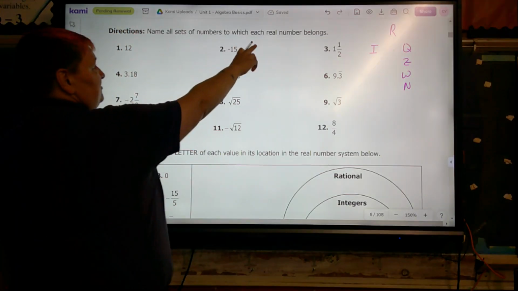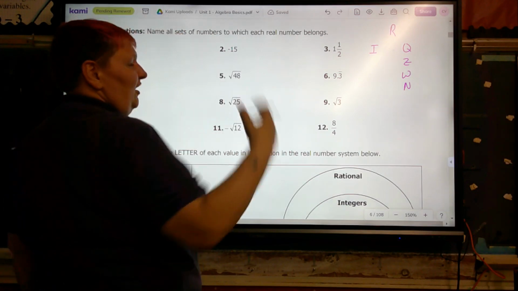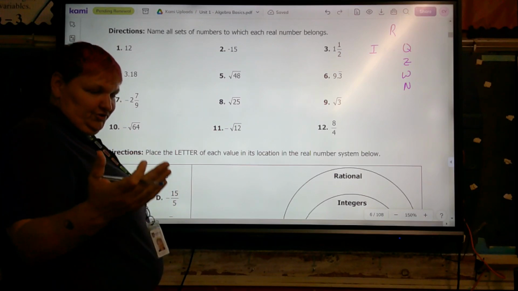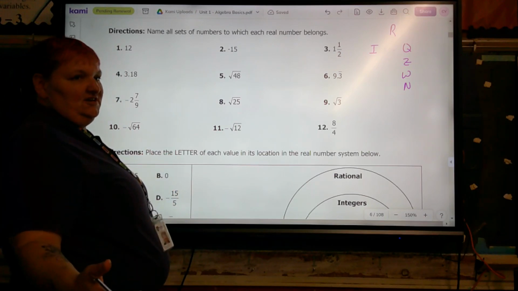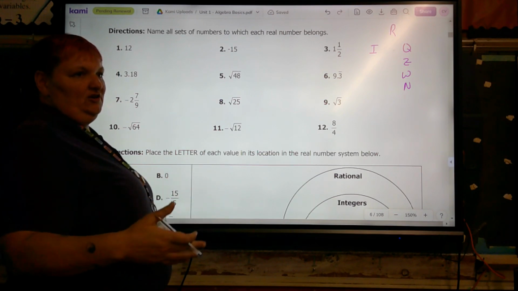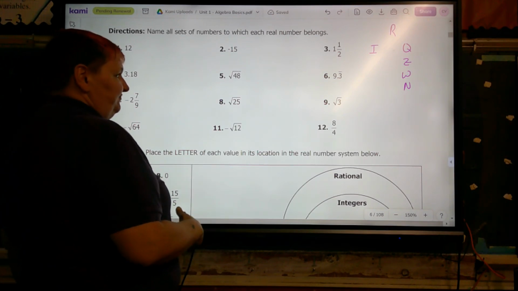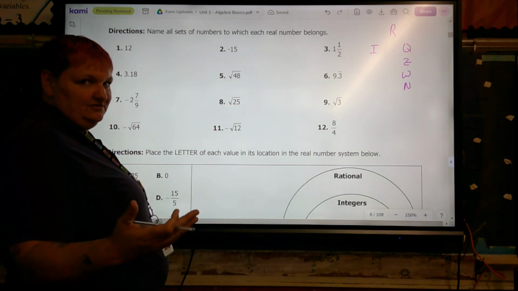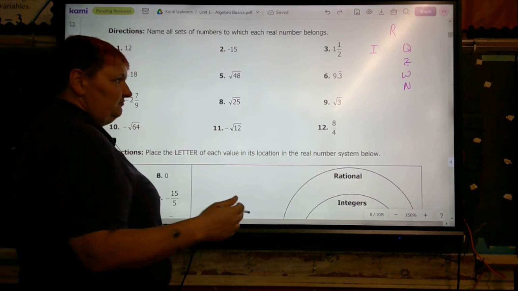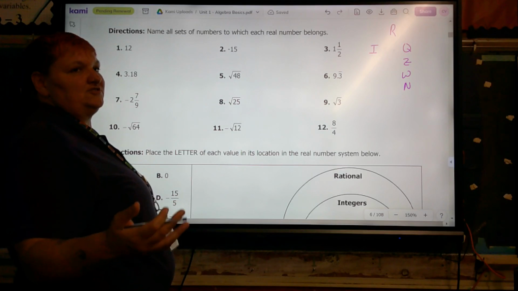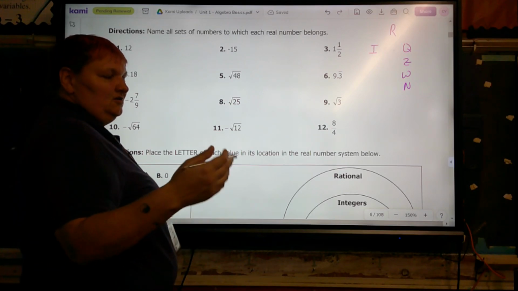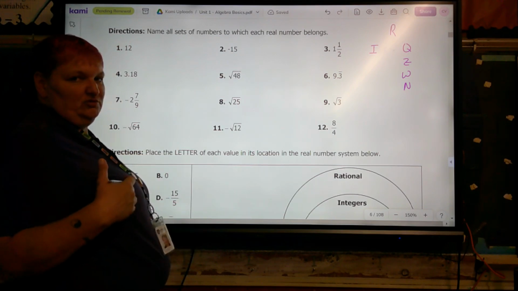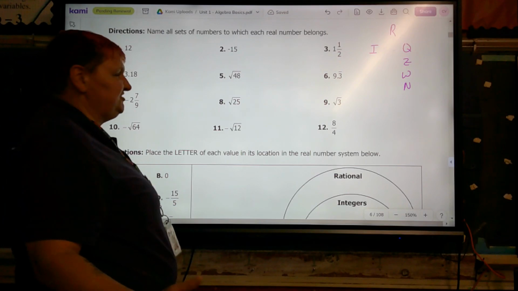Alright, all sets of numbers to which each real number belongs. I'm going to work all the odd numbers. And again, you work the odd numbers first, and then go back and watch the video to check to see if you're right. If you also want to work some of the even numbers, great, but you don't have to. You don't even have to work all the odd numbers. Just work enough to prove to yourself you can do it, so that you know you can pass the mastery check.